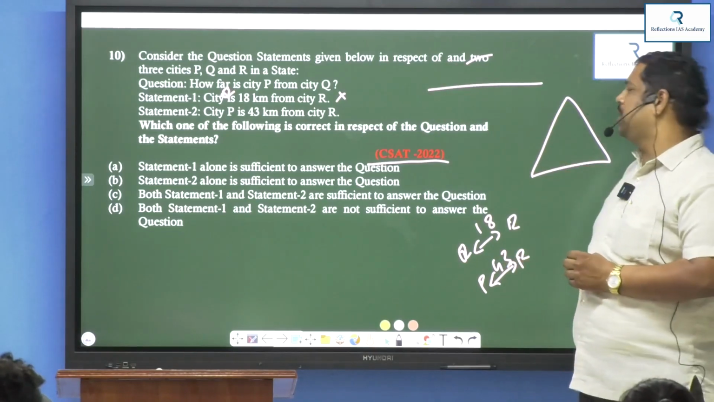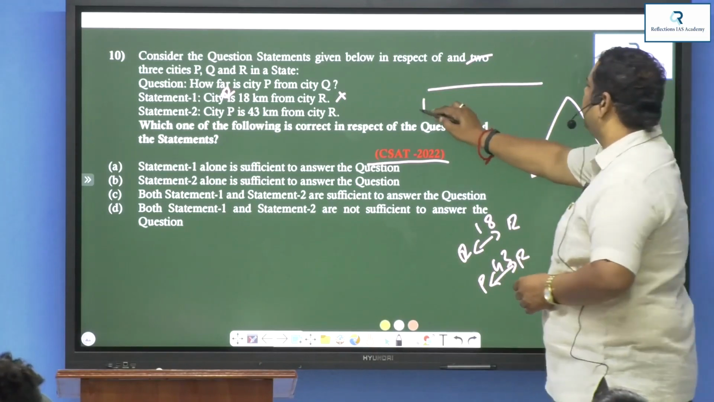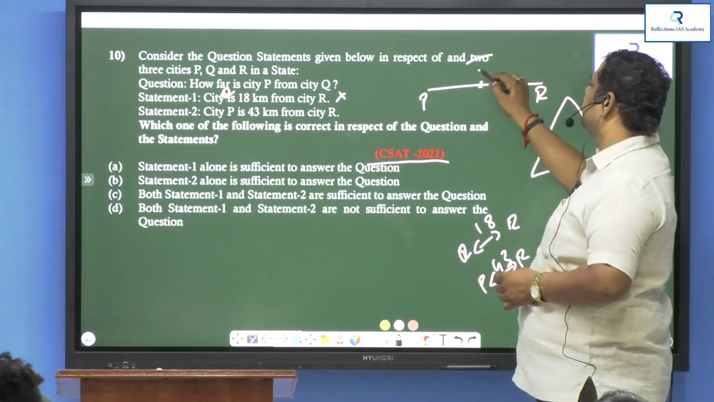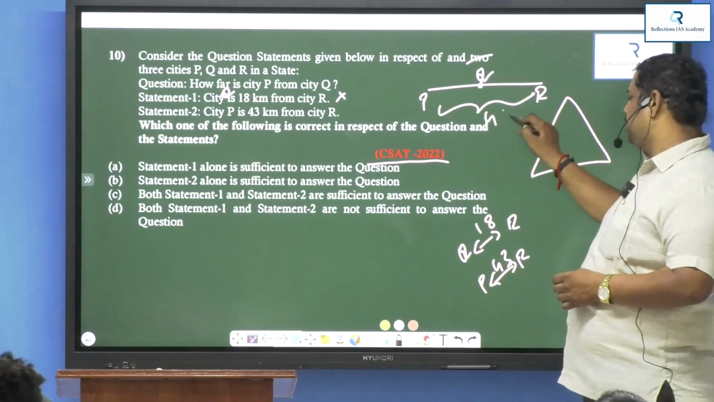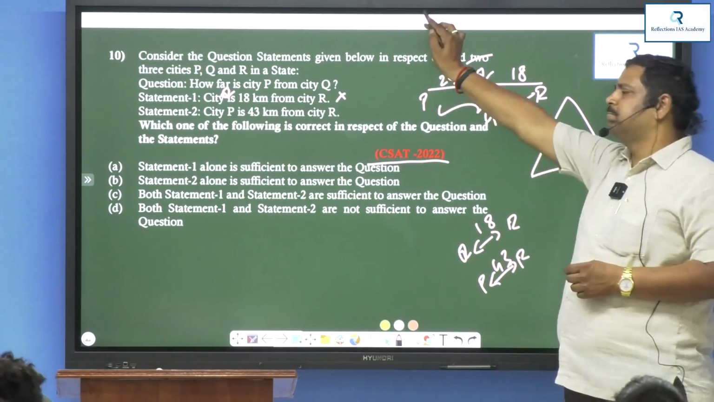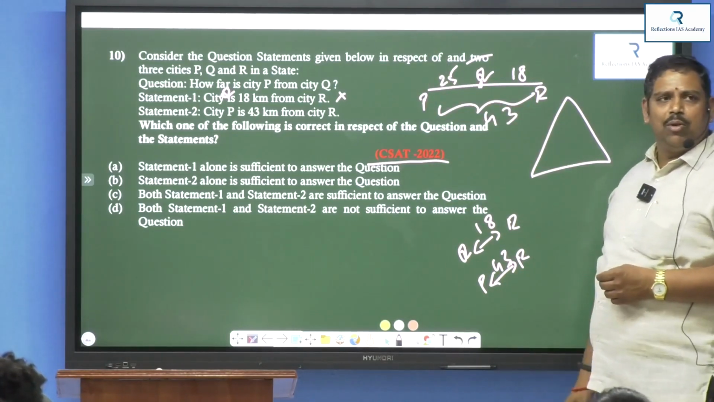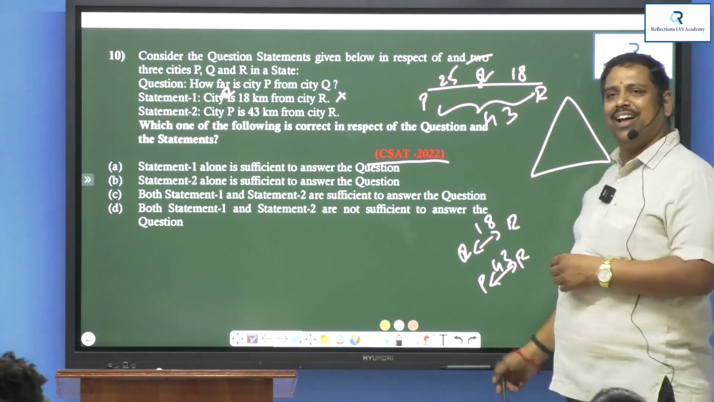Okay. Distance between P and Q here. Common diagram, sir, P sir, R sir, Q sir. Yes or no? PR is how much? 43. QR is how much? So happy sir, PQ is 25. Yes or no? But at least in this one I have a small doubt. Okay.